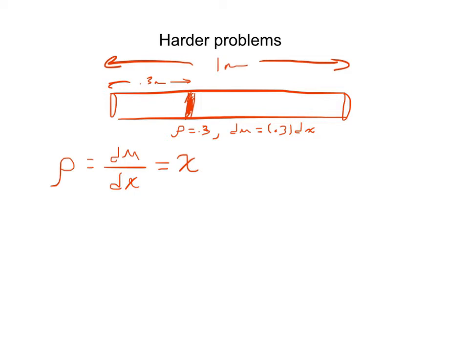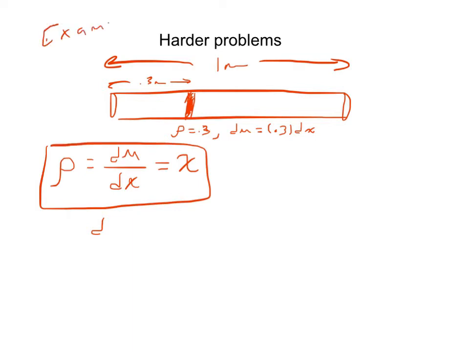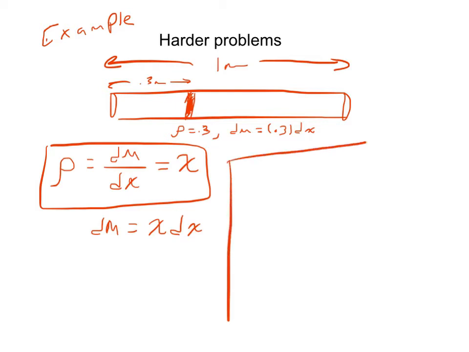And this gets us our general statement that a little bit of mass for this particular problem, so this is just an example problem. So for this example problem, that's a 1 meter rod with a density that depends on x, what we would know is that a little change in mass is equal to x dx. Okay, so this is all some leading up to the idea of finding the center of mass.